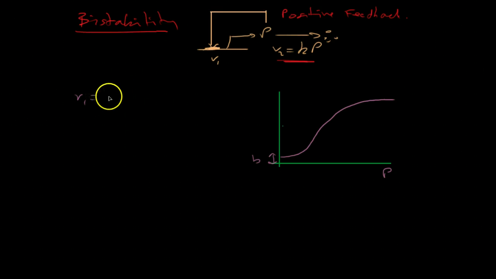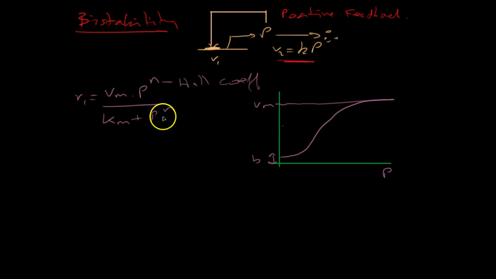It would look something like some V max, which is the saturation point, times P to the N, that's the Hill coefficient, divided by a constant plus again P to the N. And that'll give me this shape curve. The only other thing I have to add on is the basal rate. That gives me that displacement here. So using these two rate laws, I'm now going to build a computer model of this system.